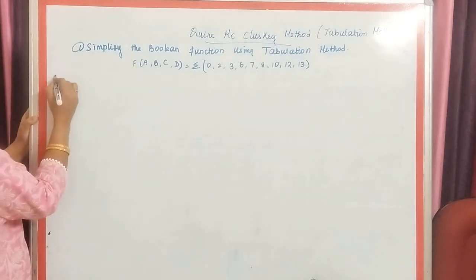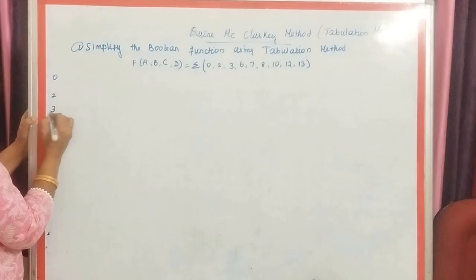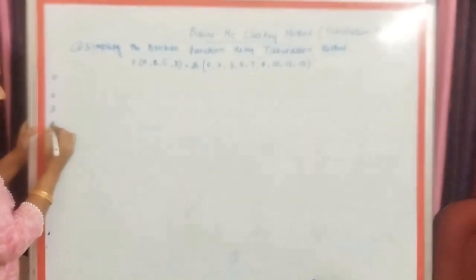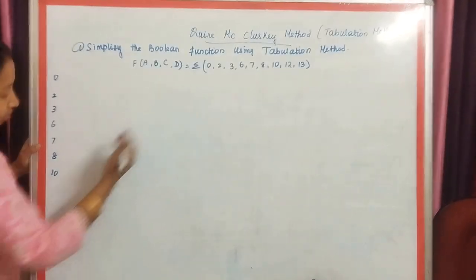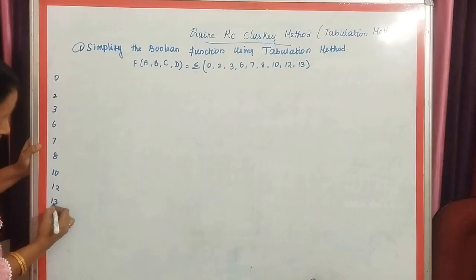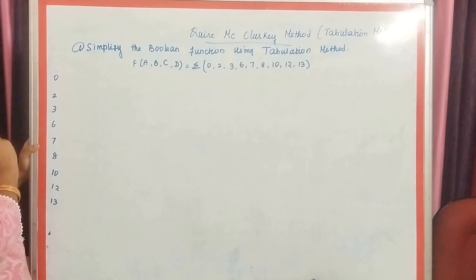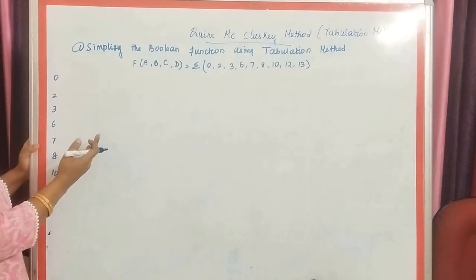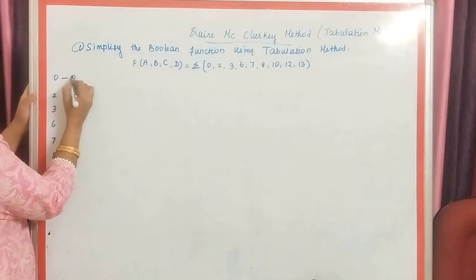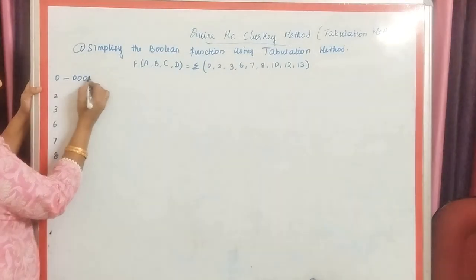Let's take the minterms. These are 0, 2, 3, I'm taking out all the numbers here, 6, 7, 8, 10, 12 and 13. Right? Your first step has to be to represent all these decimal numbers in their equivalent binary form. Fine? How do you represent 0? It is 0, 0, 0, 0.